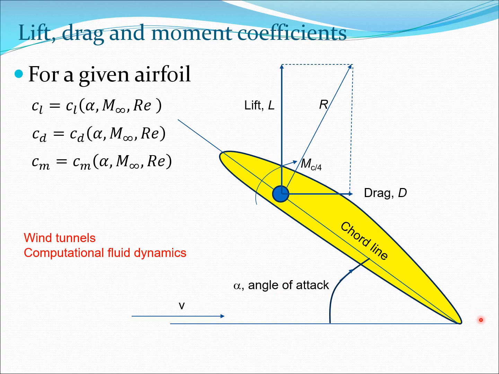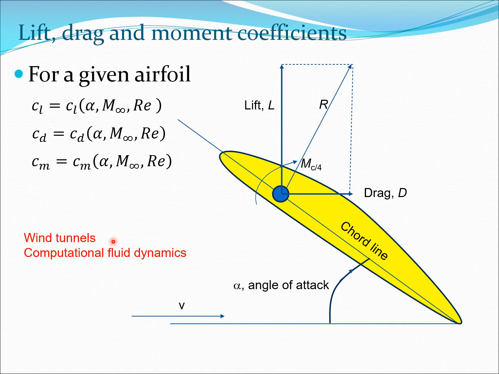So now we again go back to our figure of the airfoil section, which was discussed before. And now we have, for a given airfoil, CL is a function of alpha, Mach number and Reynolds number. CD is a function of alpha, Mach number and Reynolds number. And CM is a function of alpha, Mach number and Reynolds number. So if we keep these Mach number and Reynolds number fixed, then if we vary alpha, we can actually get CL as CL alpha, and later we are going to see that we can plot some of those figures and so on.